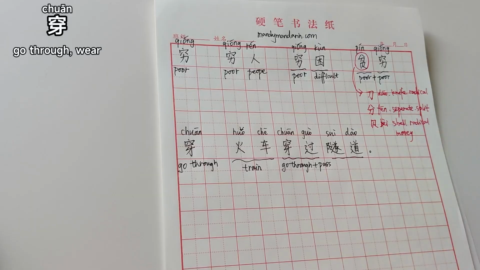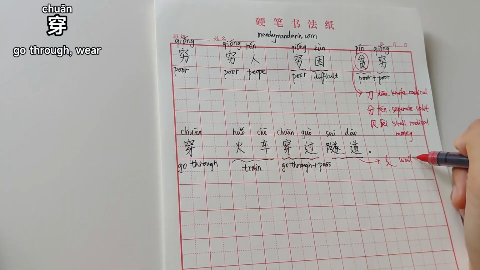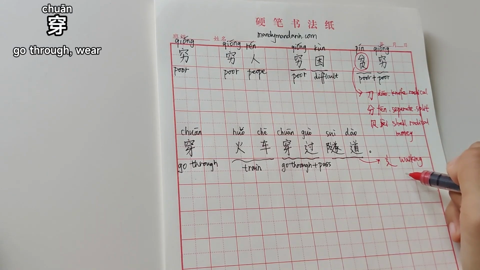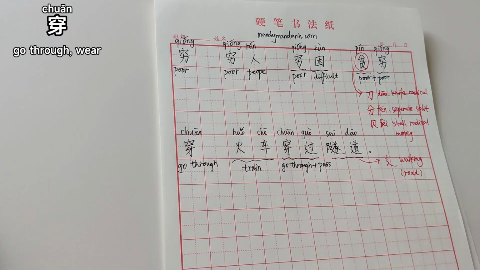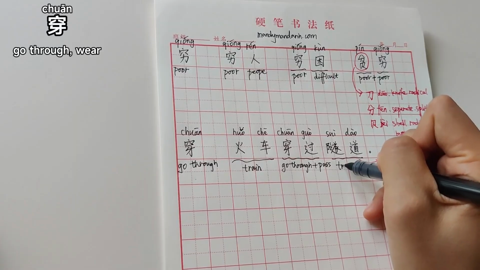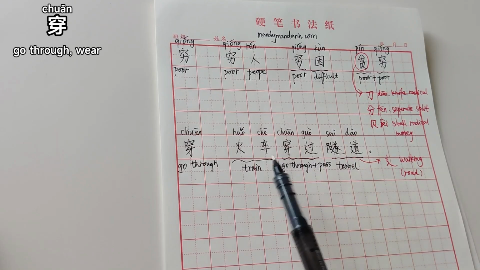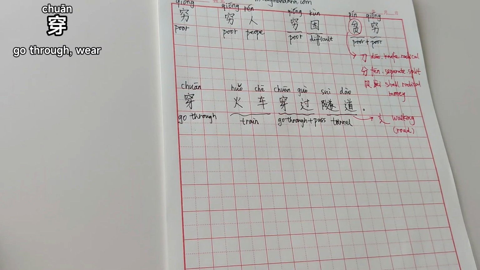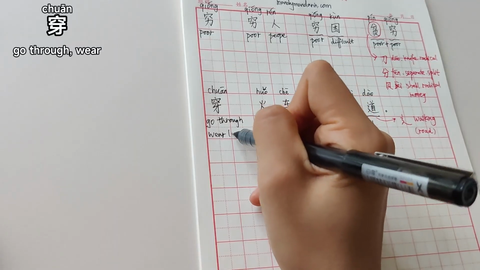隧道, both of them have the walking radical here. So it has something to do with walking, running, or road. And 隧道, it's the road. Well, to be more specific, it's the tunnel. So 火车穿过隧道, the train goes through the tunnel. But wait a second, I think I know 穿 from the other topic. 穿 could be wear, to wear clothes.